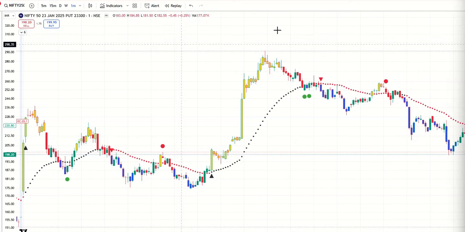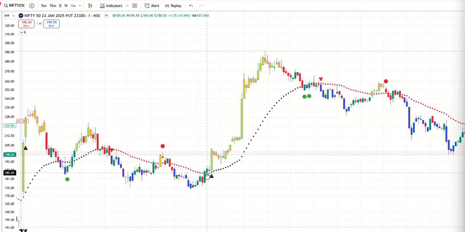Now let me explain these. The fifth one is a line in different colors. The first one is about the line: a line within red clearly says don't go for CE. A line within black indicates don't go for PE, the momentum is towards the upside. That's the meaning. If the line is in red, that means the momentum is towards the downside. First thing is the bottom line.